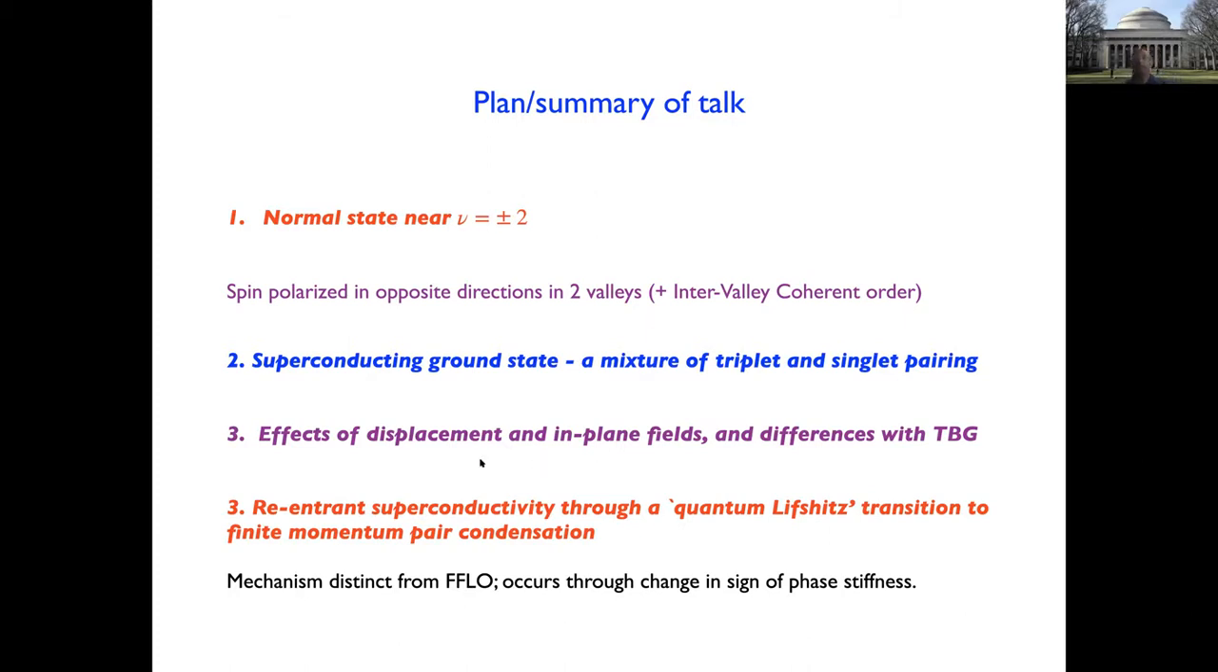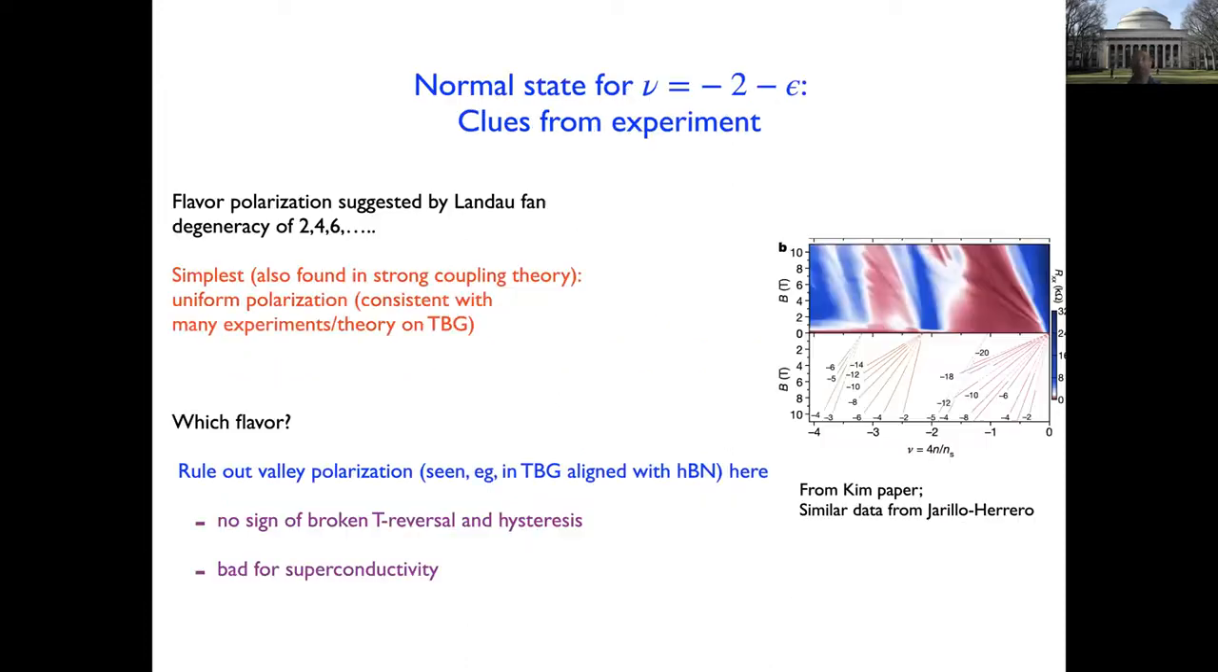And we'll be able to discuss the effects of displacement and in-plane fields and explain the differences with twisted bilayer graphene. And I'll build the case that the re-entrant superconductivity occurs through what's known as a quantum Lifshitz transition to a finite momentum pair condensation. And the mechanism for this finite momentum pair condensation will be distinct from FFLO, but rather it occurs through this quantum Lifshitz mechanism, which involves a change in the phase stiffness of the superconductor, a change of the sign of the phase stiffness. So let's start with thinking about the normal state. Here we get an important clue from experiment.